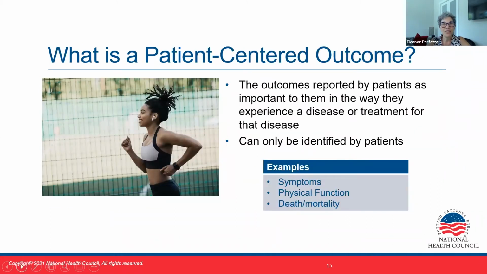So what is a patient-centered outcome then? If patient centricity and being patient-centered means you have patients engaged and you're working with them to understand what's most important to them, then it's the outcomes reported by patients as important to them in the way that they experience a disease or a treatment for that disease. It's the things that can only be identified by patients, and it's the things that are really important to them and that they can tell you from their own experience. So a patient-centered outcome is something that's of high priority given the particular disease and the population. Next slide, please.